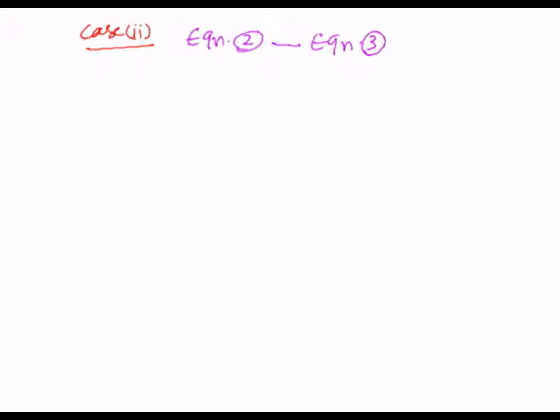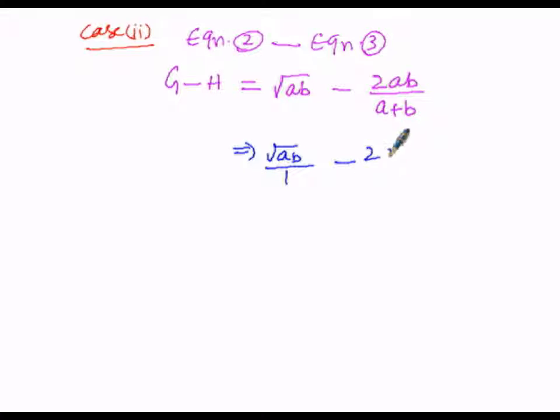So here G minus H equals, the geometric mean of two numbers is given by root of ab, minus H, the harmonic mean, which is given by 2ab overall divided by a plus b. Then the next logical step will be root of ab divided by 1 minus 2ab divided by a plus b.